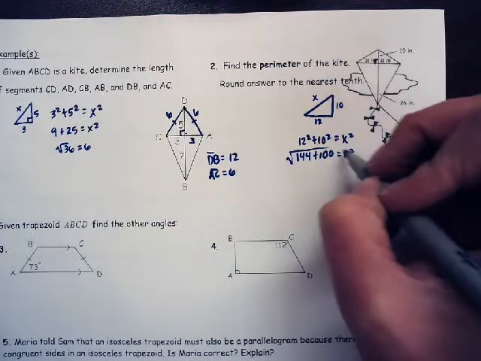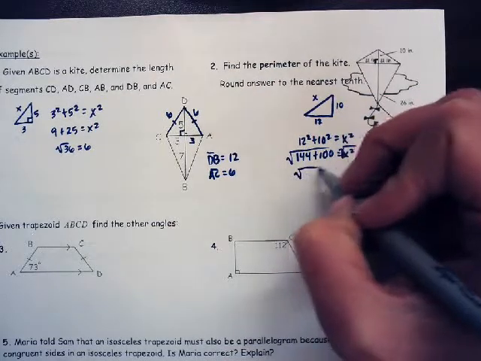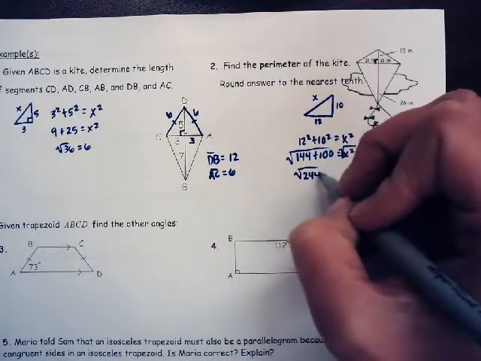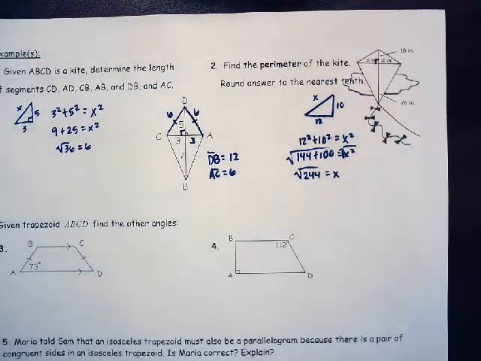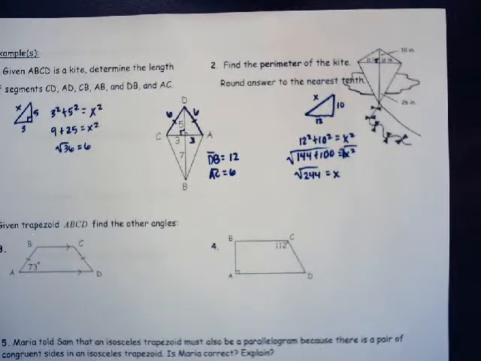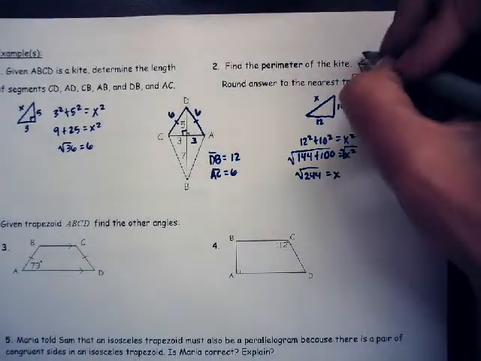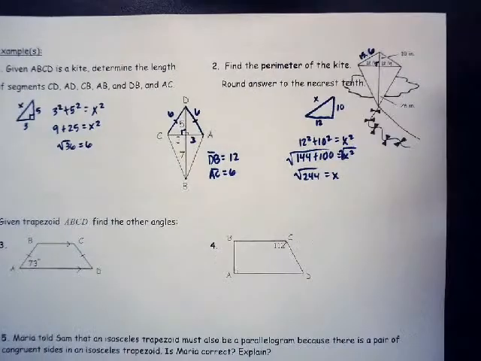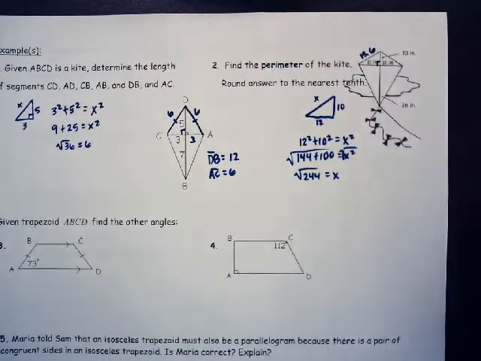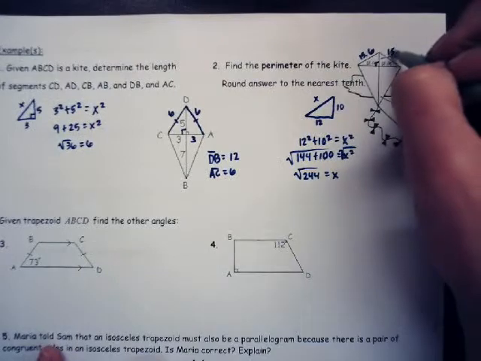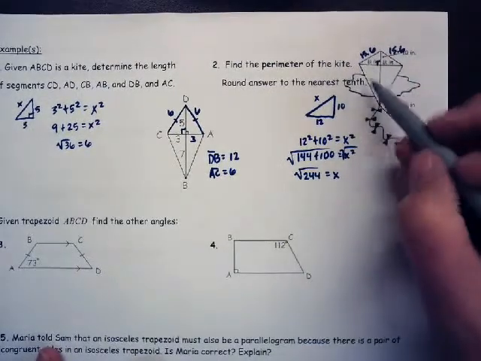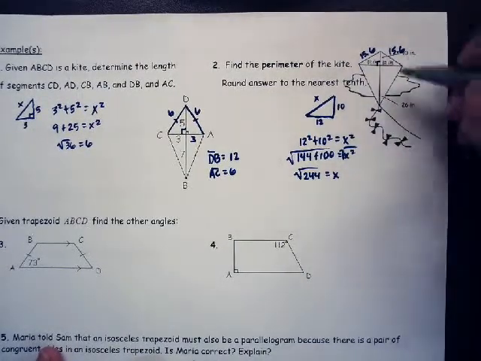So I can square root both sides. And I get the square root of 244. And I'm going to put this as a decimal just to make it a little bit easier here to find the perimeter. So the square root of 244 is 15.6. So this length right here is 15.6. Okay, now that tells me what this length is, but I don't know how to find this length down here.